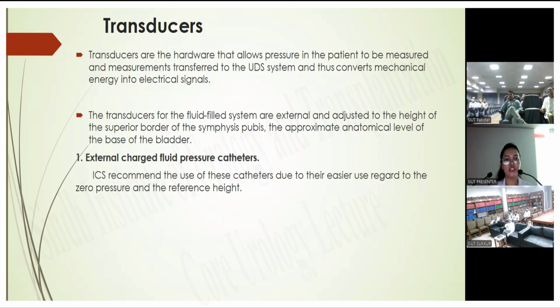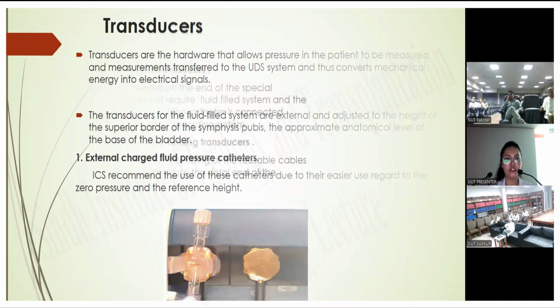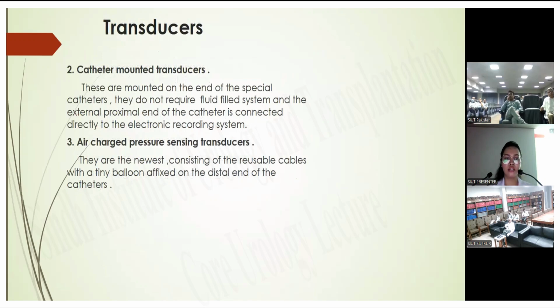There are types of transducers. The first is the external charge fluid pressure transducers. ICS recommends the use of these catheters due to their easier use with regard to the zero pressure and reference height. This is the picture for the external charge fluid pressure catheter, and we are using this type of catheter in our setup.